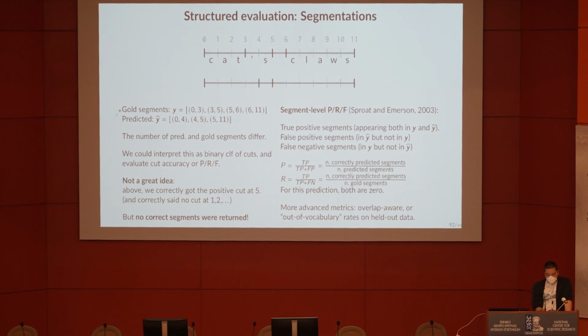Looking at the sets of gold and the sets of predicted this way, we can count true positives, which segments appear in both, false positives, which segments appear in one but not the other, and the same for false negatives. And you can compute precision and recall using those ratios. In this case, you'll see that both are 0, even though one cut was correct, because no segments here were correctly retrieved. So the correct thing here, or at least with my intuition, is to say 0.